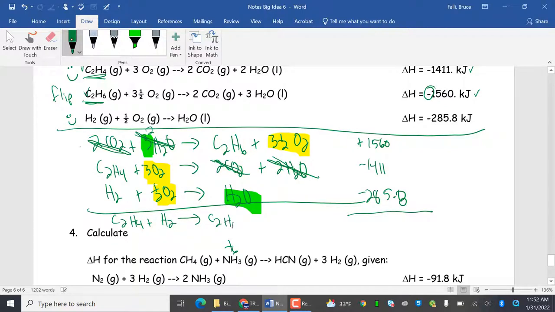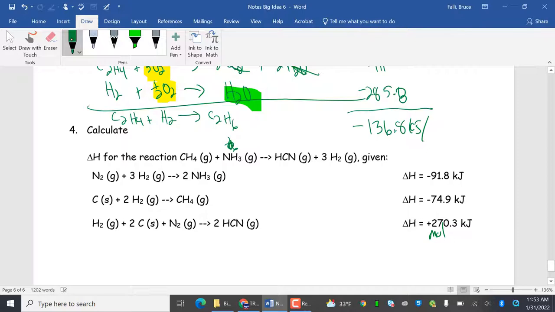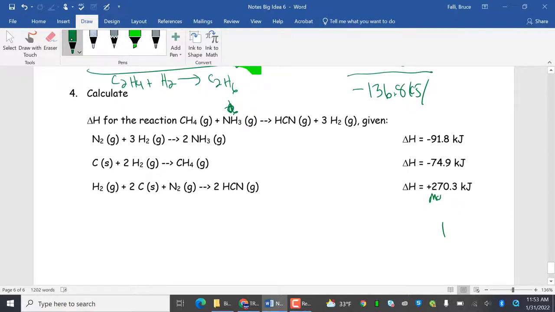So we're going to add all this up. And 1560 plus negative 1411 minus 285.8. So 1560 minus 1411 minus 285.8. It's going to be negative 136.8. Yay! How awesome was that? That was so awesome. Let's do more. Yeah, we'll do some more.